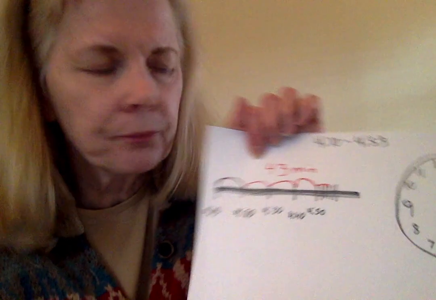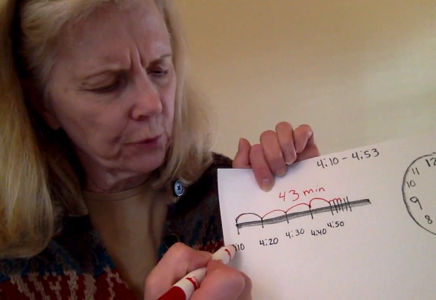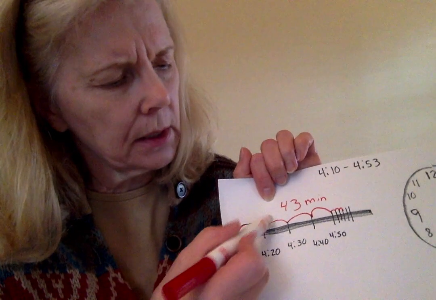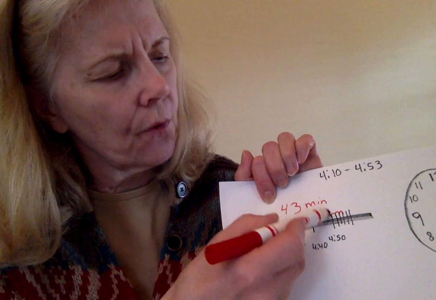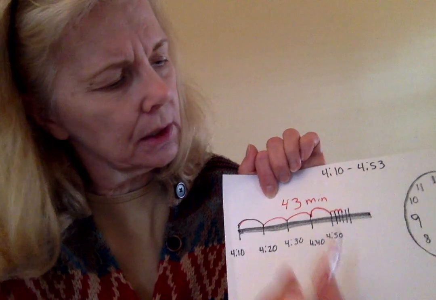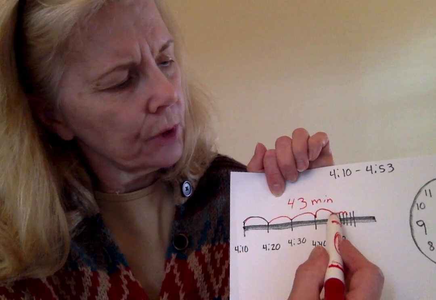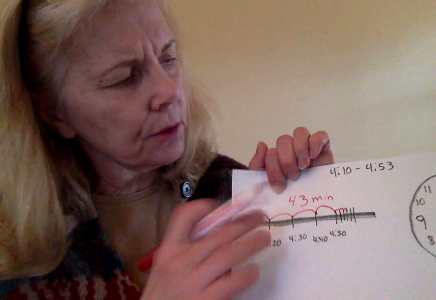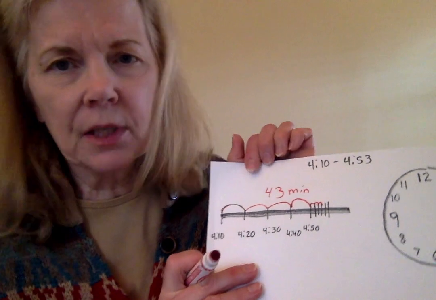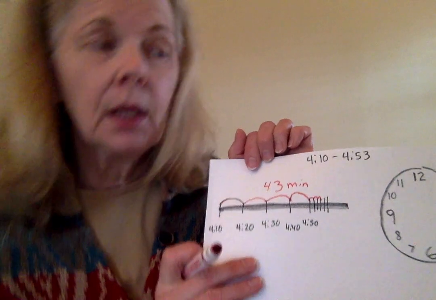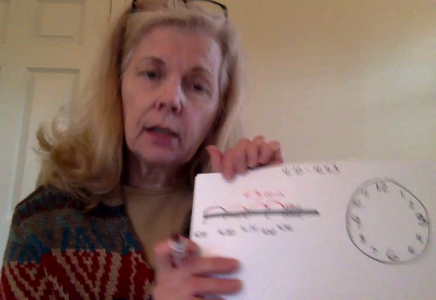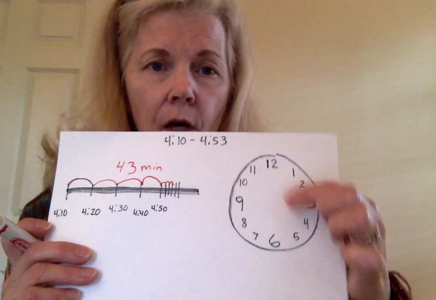Okay, let's count it again. From 4:10, it's 10, 20, 30, 40 minutes to 4:50, 41, 42, 43 to 4:53. Now we can also find that on our analog clock.